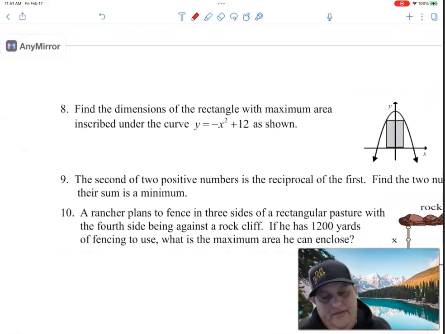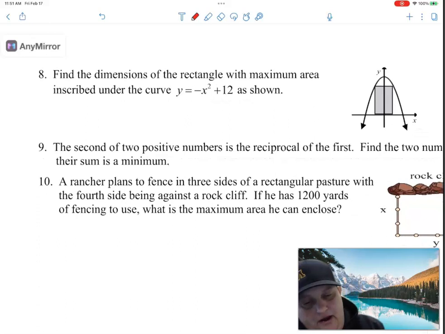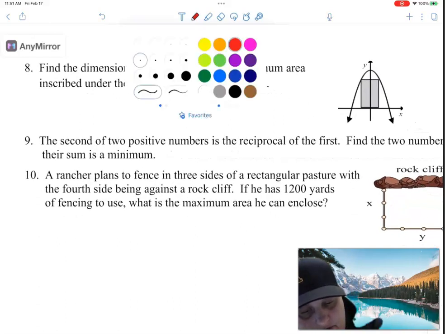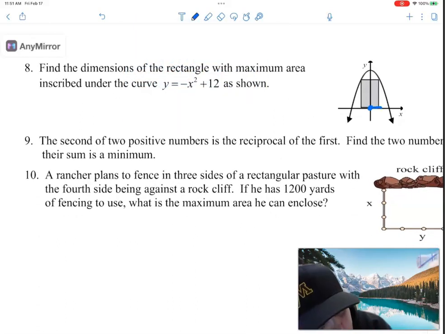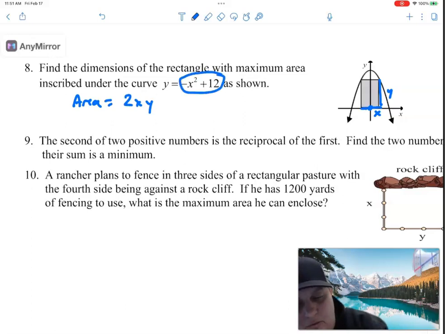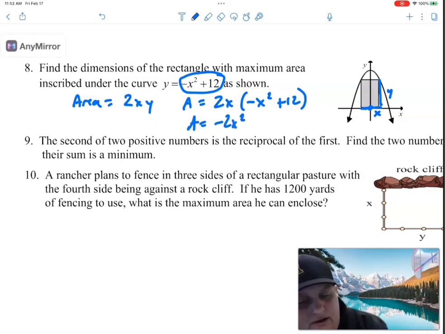Perfect. All right. Find the dimensions of a rectangle with maximum area inscribed under the curve as shown. If I start at 0, 0 and I go over x and up y, the area of this rectangle is 2xy because it's base times height. And if this is y, my area is going to be 2x times negative x squared plus 12, which is negative 2x to the third plus 24x.